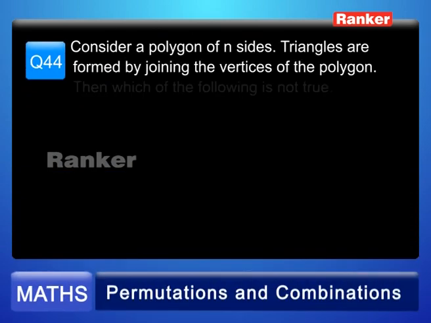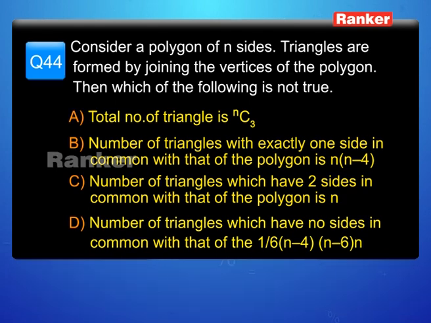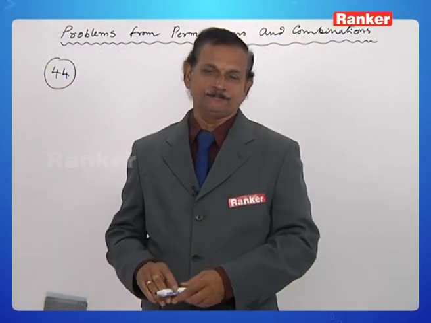The next question is question number 44. This question is, consider a polygon of n sides. Triangles are formed by joining the vertices of the polygon. Then which of the following is not true? He is giving us 4 statements. We are supposed to select that statement which is not true.